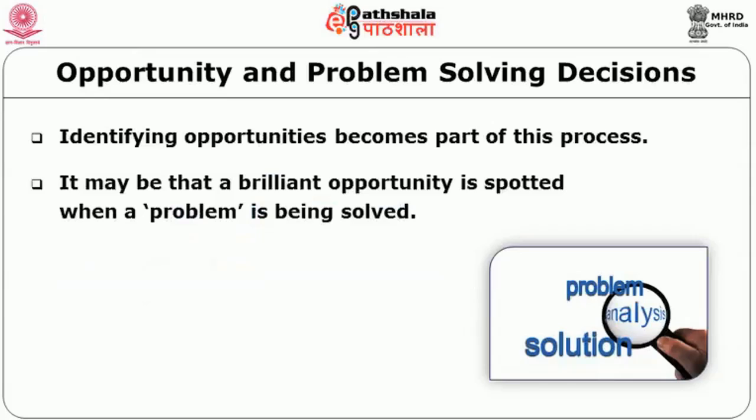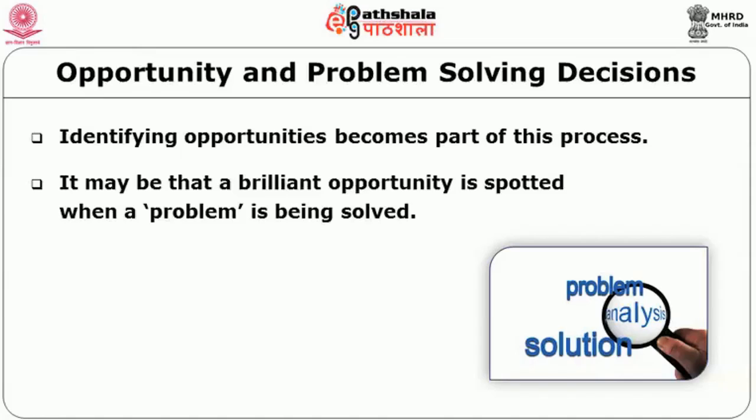The other type is opportunity decision. Opportunity decisions are generally taken for the growth and development of the organization. For example, if the principal is interested in the growth and development of the organization, he may grab the opportunity of starting a new division in his or her own school. So some decisions are taken for growth and development.